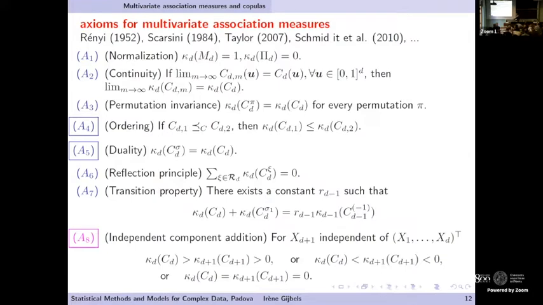This A8 is the following. Suppose I have a vector of D components and I add an independent one. What do you expect of an association measure to do? Well, if there was already no association here, you expect that it stays like that, right? If there was a positive association and you add an independent component, you expect it to stay positive but shrink. If it was negative, you expect it to become a bit less negative. I mean, that seems logical, right? So we added A8 to your wish list, if you want to say it like that.